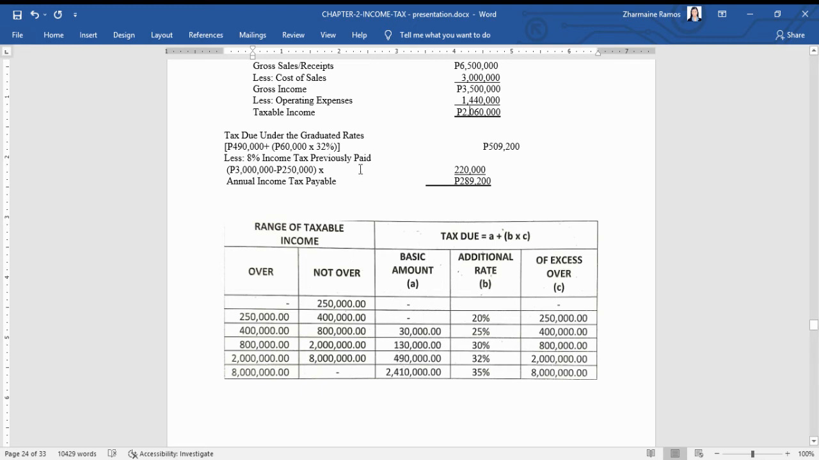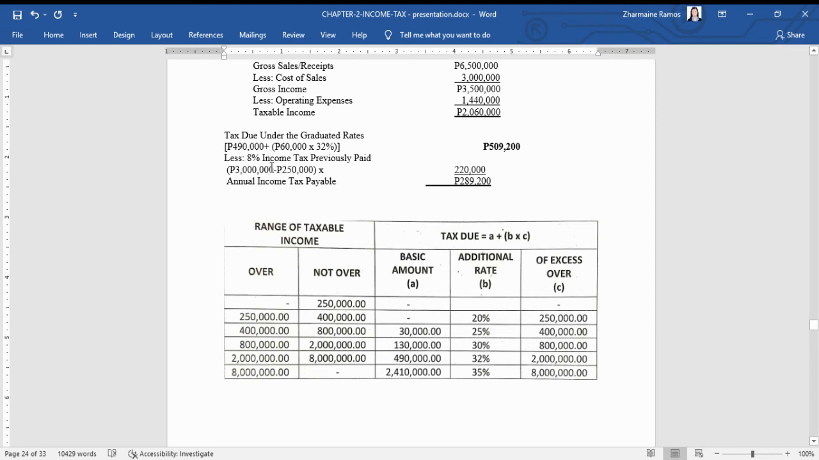So, ang total is 509,200. Less yung 8% na binayaran niya last quarter. Kasi nga, nung mga unang quarter, 8% lang ang binabayaran niya. So, magkano yung binayaran niya? 3 million less 250,000 times 8%, it is the 220,000 pesos. So, dahil may babayaran siyang 509 at the end of the year, pero nakapagbayad na siya ng first 3 quarters ng 220, ang babayaran na lang niya ulit ay 289,200.